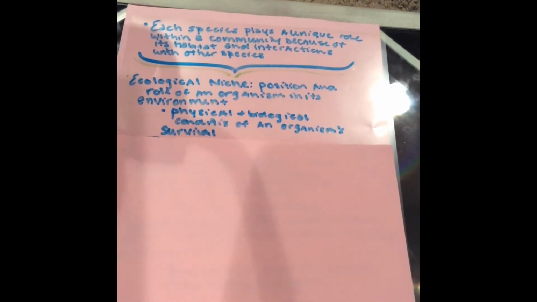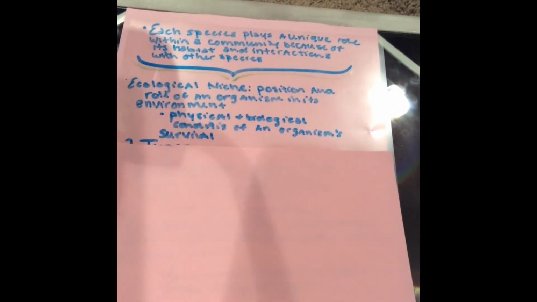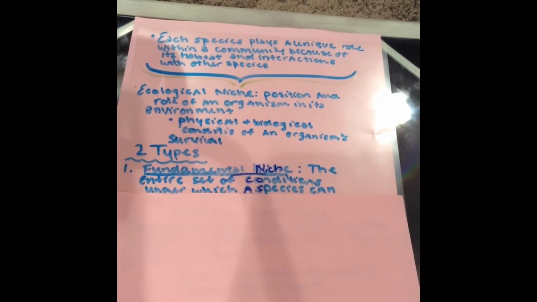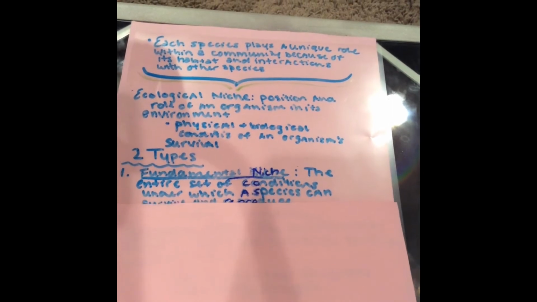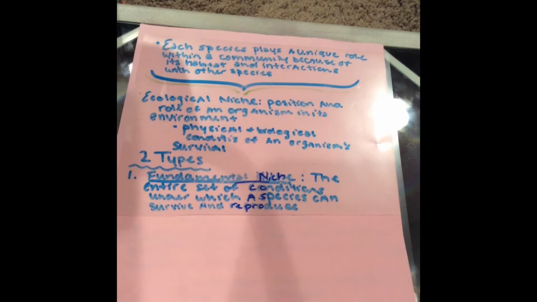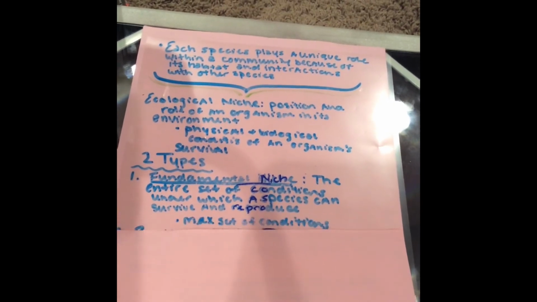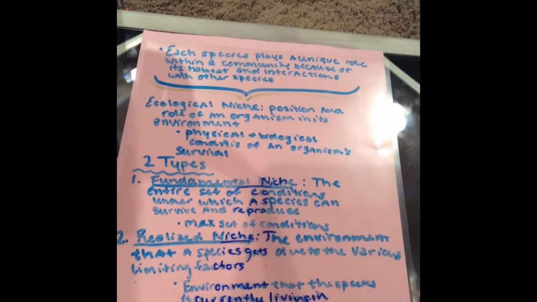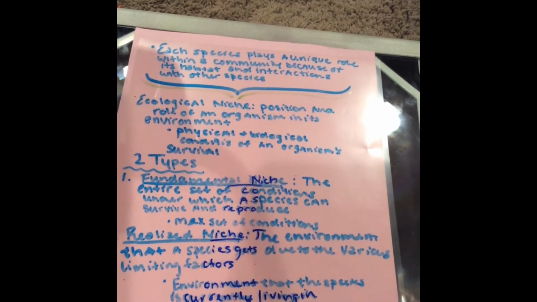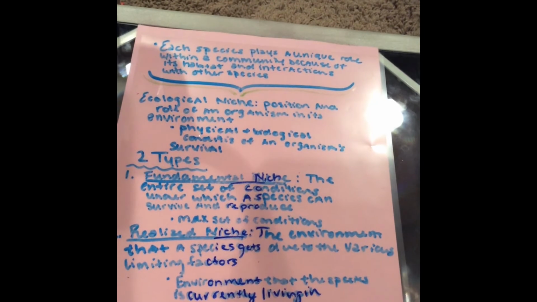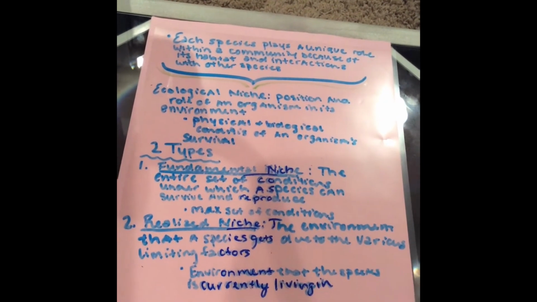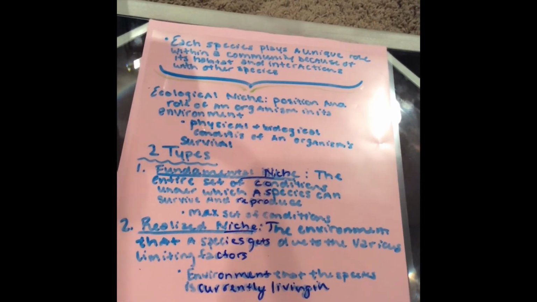There are two types of ecological niches. The first is a fundamental niche. A fundamental niche is an entire set of conditions under which a species can survive and reproduce. The second type is a realized niche, which is the environment that a species gets due to the various limiting factors it encounters. In other words, a fundamental niche is the ideal niche for an organism. It is essentially perfect, while a realized niche is the environment that the species is currently living in with inhibiting factors.